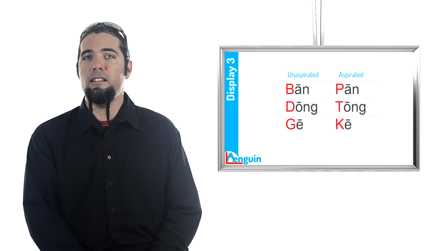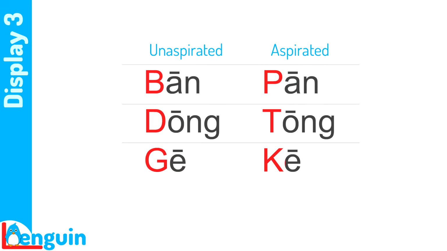Now listen to the speaker say the pairs of names again. Listen for the distinctive difference of aspiration. Ban, pan, dong, tong, ge, ke. Try repeating the pairs. Ban, pan, dong, tong, ge, ke. Now listen to the speaker read the pairs of names in this display.